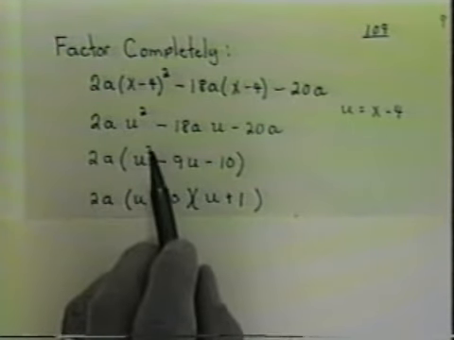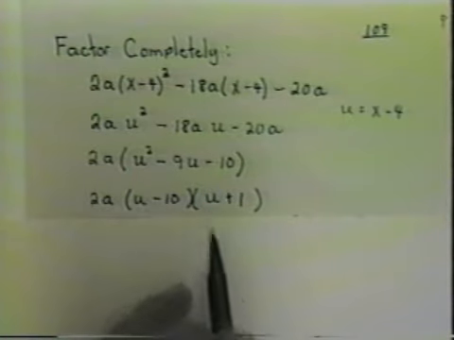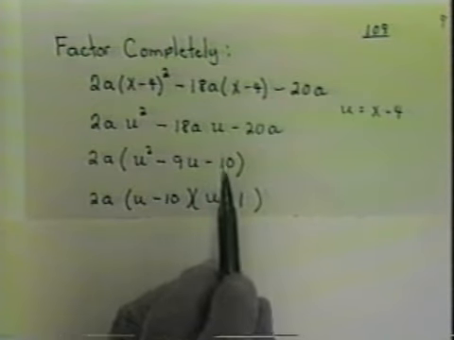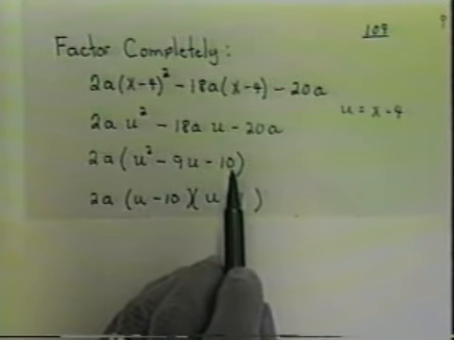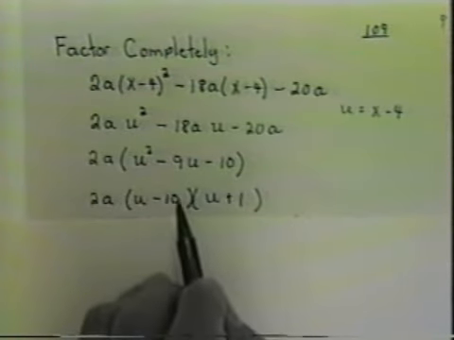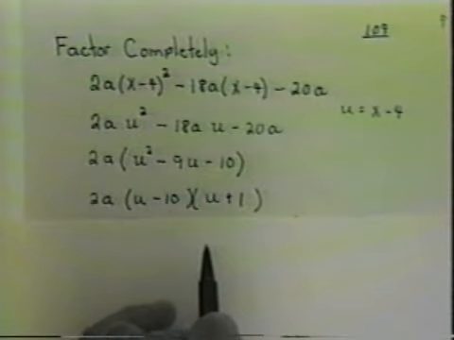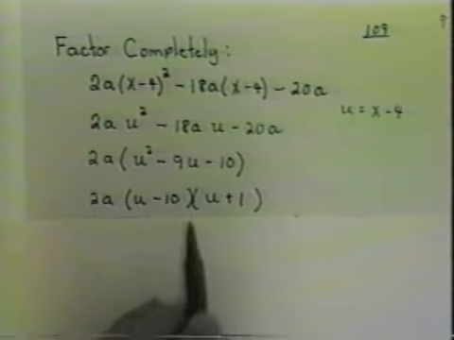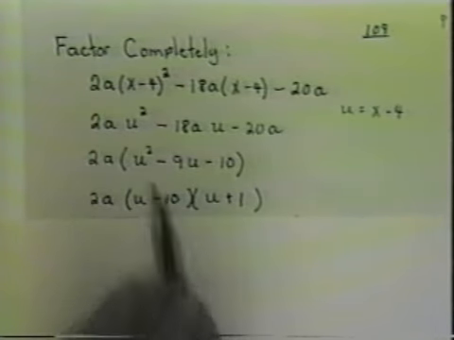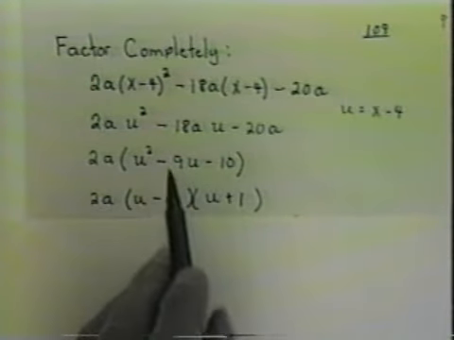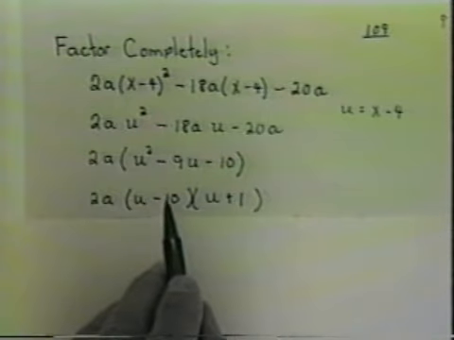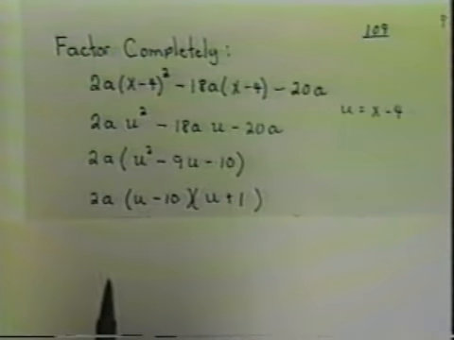The only way of getting u squared is u times u. Now how can I get 10? I can get 10 by 10 times 1, 1 times 10, 2 times 5, 5 times 2. And by checking all the combinations, I discover that 10 and 1 will check. Now we can do the check in our head just to make sure. U times u is u squared. If I multiply here, that'd be 1u minus 10u, so negative 9u. Then a negative 10 times positive 1 is negative 10.